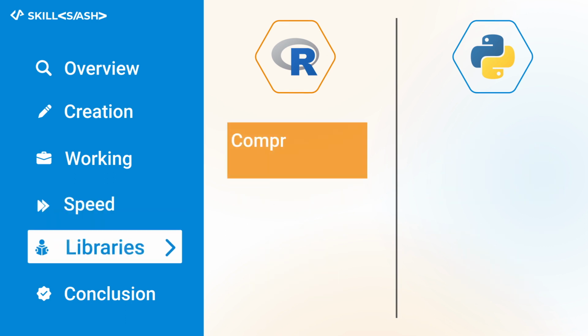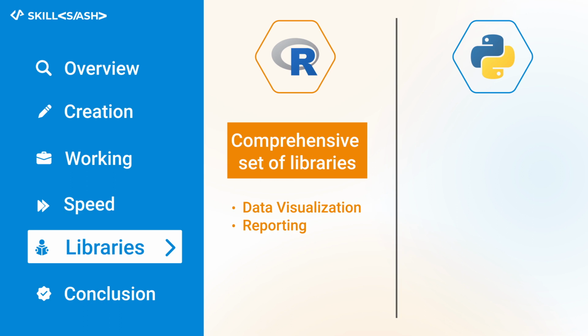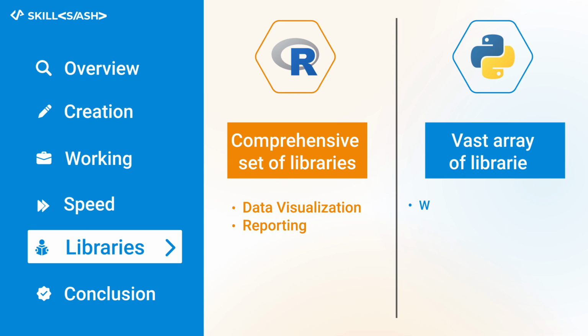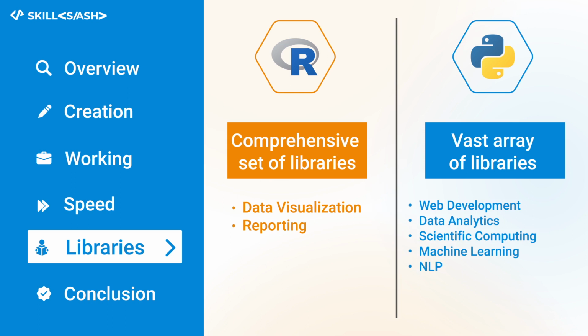The R language boasts of a comprehensive set of libraries, allowing it to perform advanced statistical analysis. It is also great for data visualization and reporting. Python is also versatile with its vast array of libraries for web development, data analytics, scientific computing, machine learning, and natural language processing. However, since the scope of the library packages in R is more focused on statistical computation and data manipulation, it is more popular amongst data scientists who need to crunch numbers.